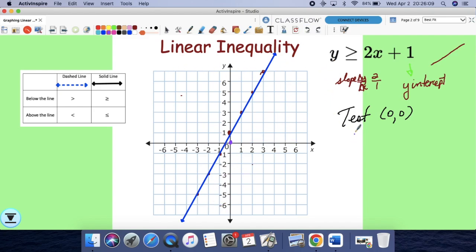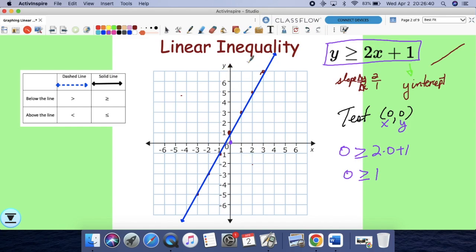So let's try it. Here is the point 0, 0. Sorry, this is x and this is y. Let's substitute. We get 0 greater than or equal to 2 times 0 plus 1. 2 times 0 is 0, plus 1 is 1. So is 0 greater than or equal to 1? It is not. So 0, 0 does not satisfy this inequality, meaning points under the blue line are not going to satisfy the inequality.